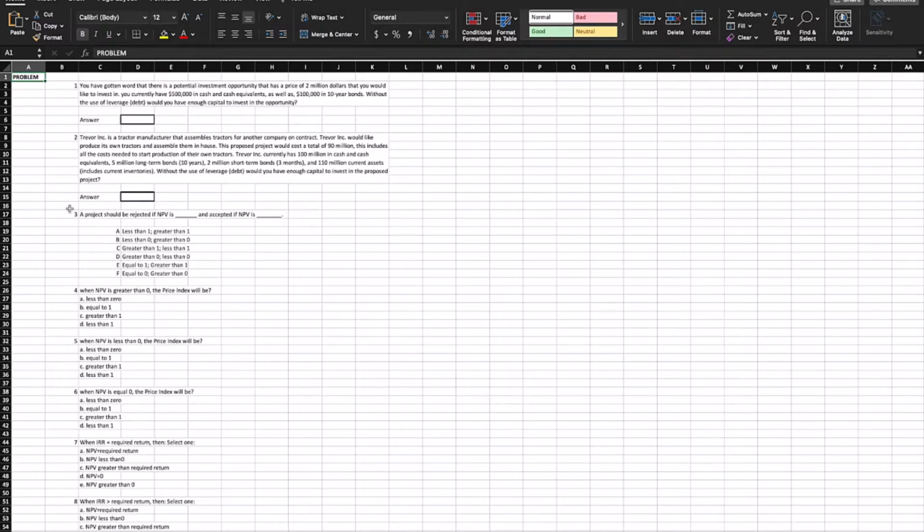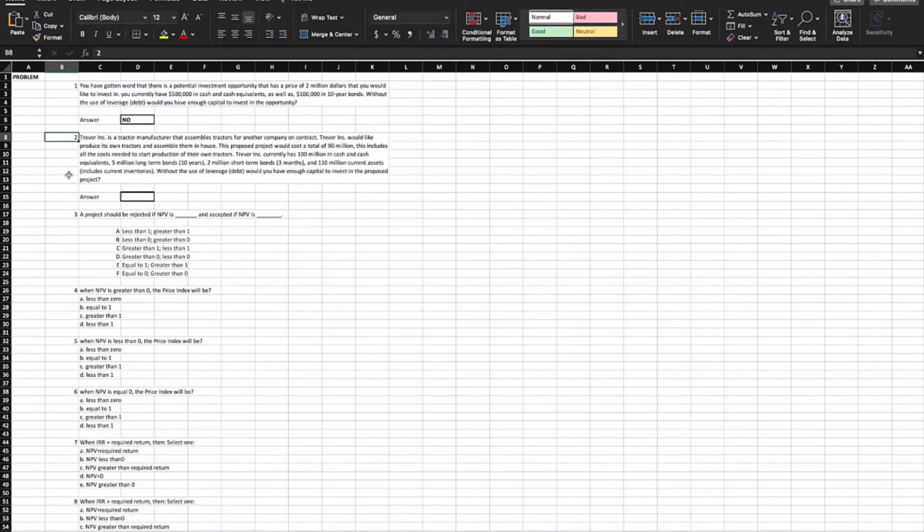So without going too far in depth, we can see that the investment costs $2 million, but we only have $500,000. These 10-year bonds we can't touch for 10 years. So without the use of leverage, we will simply not be able to afford this.